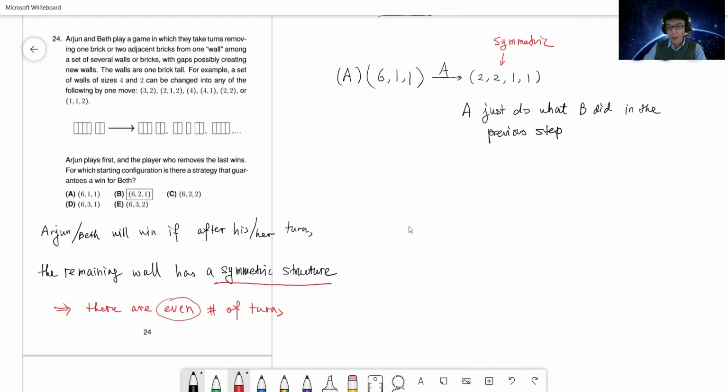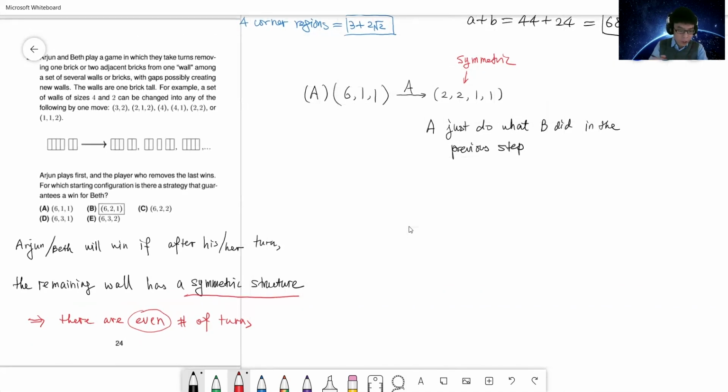Say B removes 1, A can also remove 1. B can remove 2, A can also remove 2, because we always have these pairs. So there will be an even number of turns. So finally, Arjun wins. That's for A. So let's apply this idea to other choices.